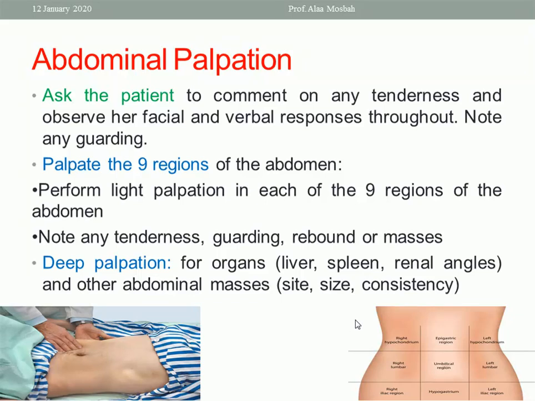Of course, we know that an ovarian mass, when it reaches the abdomen, is usually mobile from side to side and up and down, while a uterine mass can be mobile from side to side but not up and down because it is a pelvic abdominal mass.